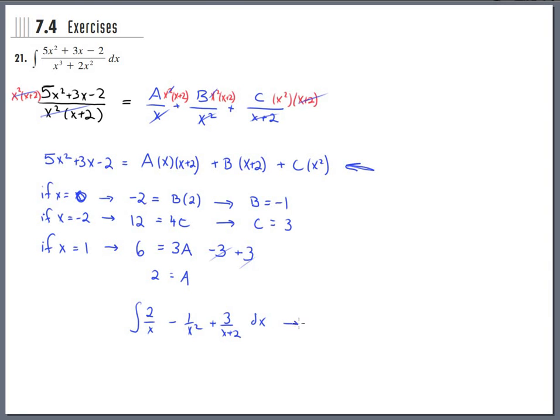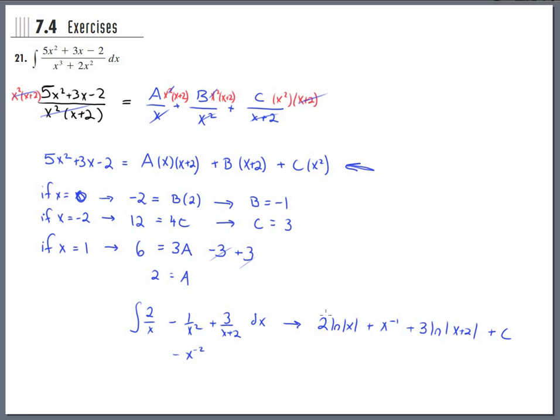So we'd integrate to 2 natural log of x. This 1 over x squared, keep in mind, is the same thing as x to the negative 2, so that's easy integration. So it becomes plus x to the negative 1, and this would become 3 natural log of x plus 2. Don't forget the plus C.